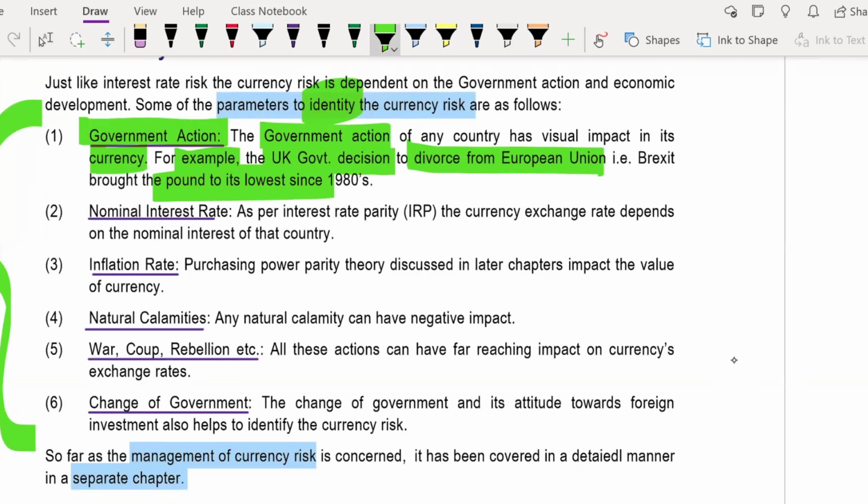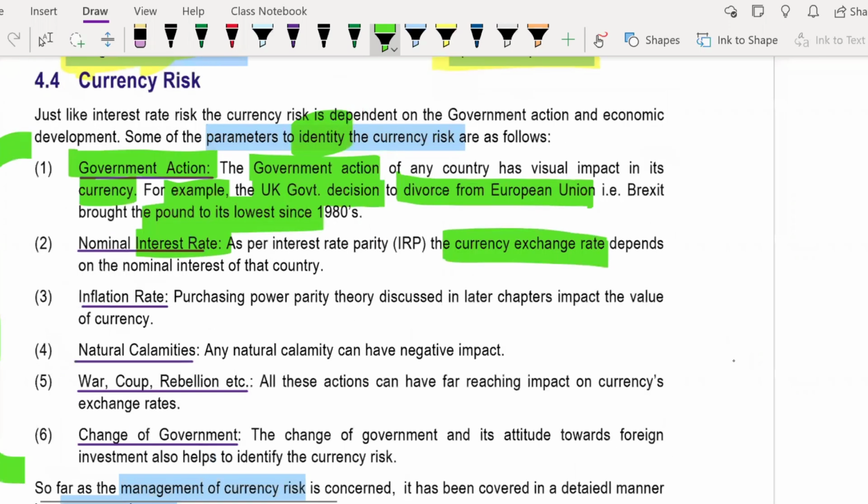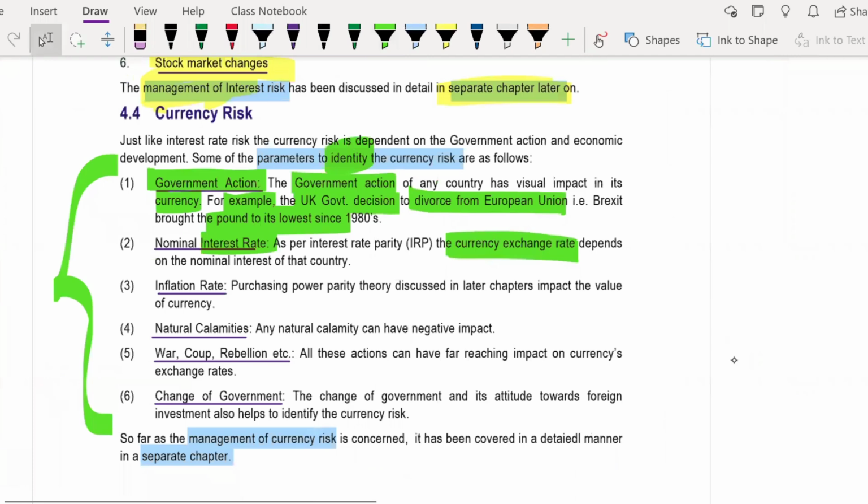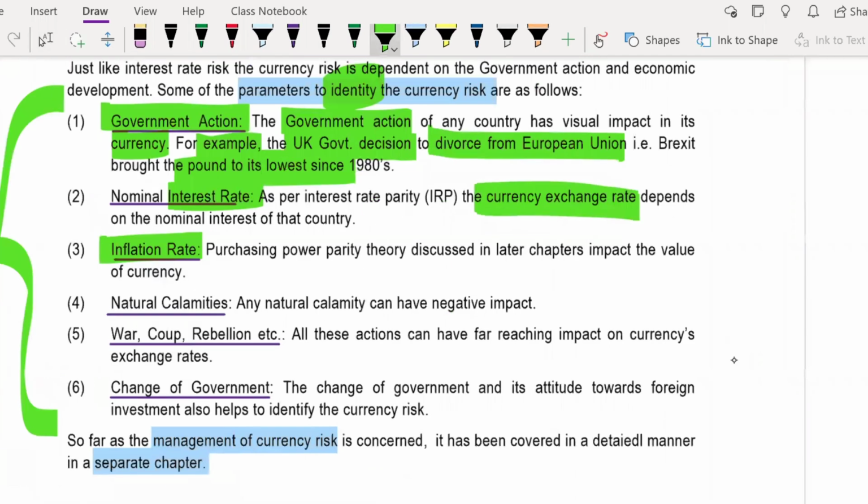So any action that your government is going to take is going to have an impact on the currency. Next is nominal interest rate. Here, you're going to learn this in the upcoming chapters of SFM. For now, just understand that the interest rate that you are going to have is going to have an impact on your currency exchange rate. Because of that, there can be a currency risk depending on your interest rate also. Next is inflation rate. Depending on that, your purchasing power will change, and depending on that, again your currency is going to have an impact.